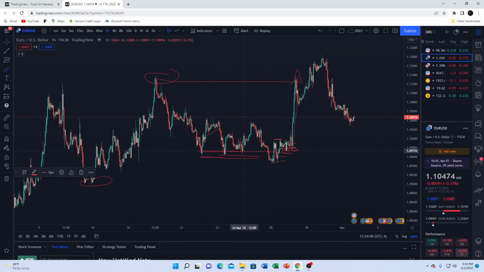You're waiting for that internal structure to set up, right? And then from there, you can capitalize and get that external structural type of shift. So it's understanding both of them and waiting for that internal to build the liquidity so it can get grabbed, and then you can capitalize on it with the external structure.